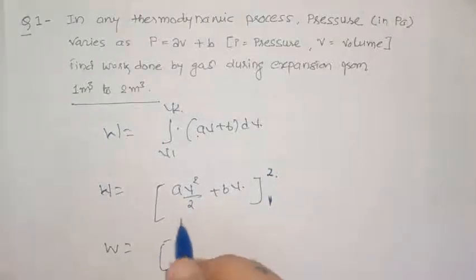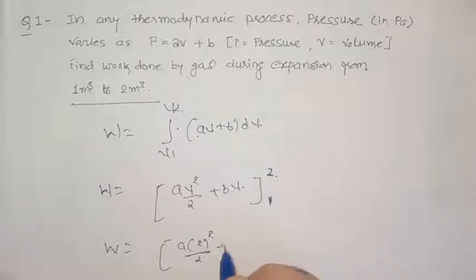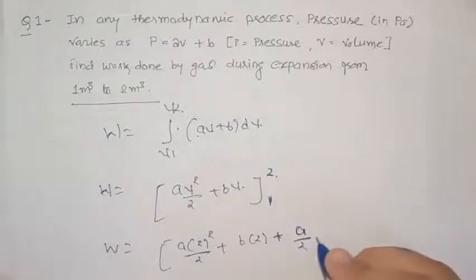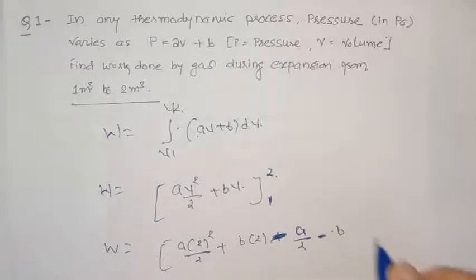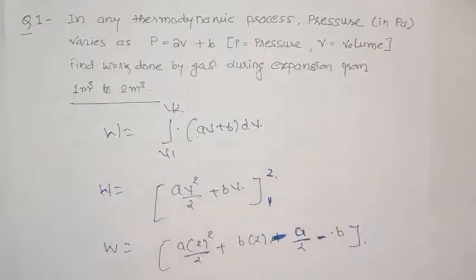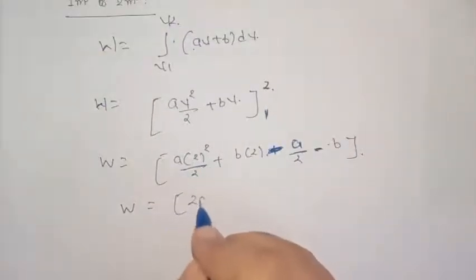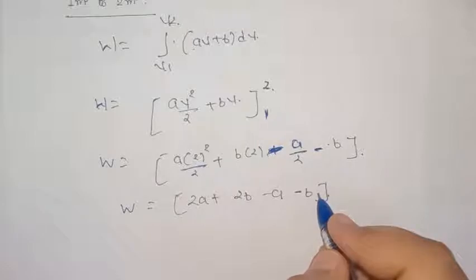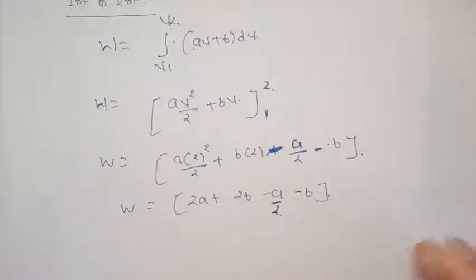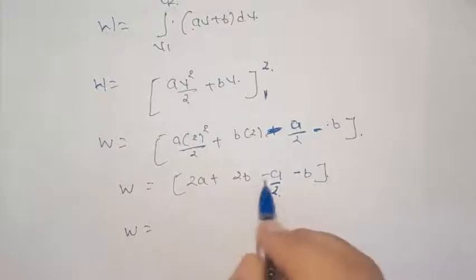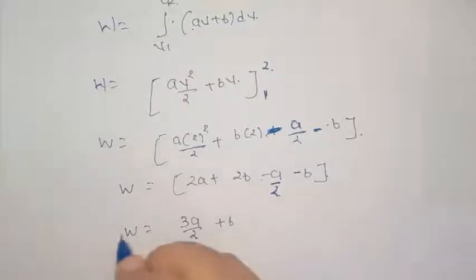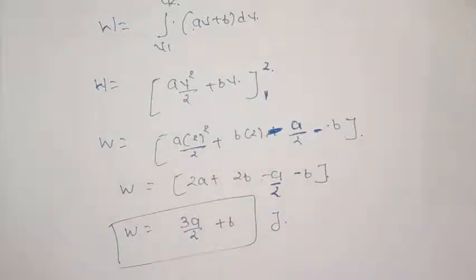So work done will be A into 2 square by 2 plus B into 2, minus A into 1 square by 2 plus B into 1. So work done will be 2A plus 2B minus A by 2 minus B. So work done will be equal to 3A by 2 plus B joule. So this will be our final answer.